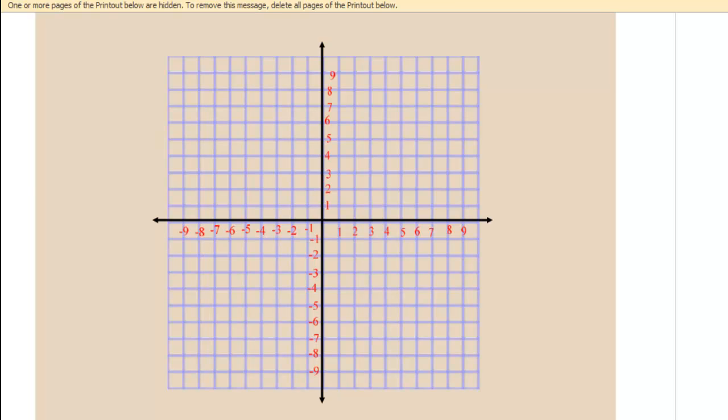Remember, when you start graphing, start with your y-intercept, and then from that point, use your slope to find your rise over run. You'll want to have 3 points. Go ahead and graph this with a minimum of 3 points.